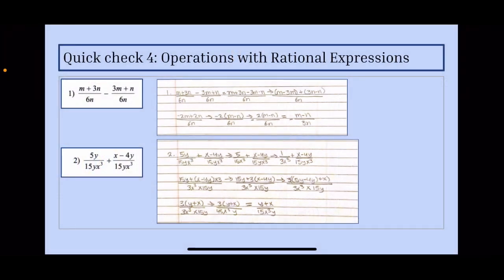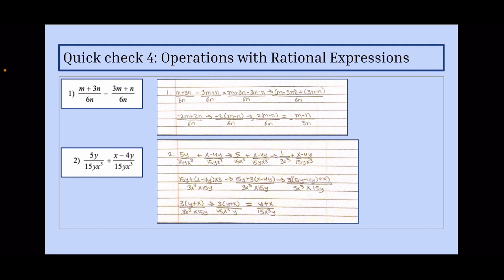For the second rational expression, it is a bit longer. So first we have to cancel out the y from the whole expression. Then we can simplify the 5 over 15x to the power of 3 to 1 over 3x cubed. Then we rewrite the expression with the common denominator found in both of these expressions and then regroup the terms. Then we can factor out the common term of 3 and collect the like terms together.